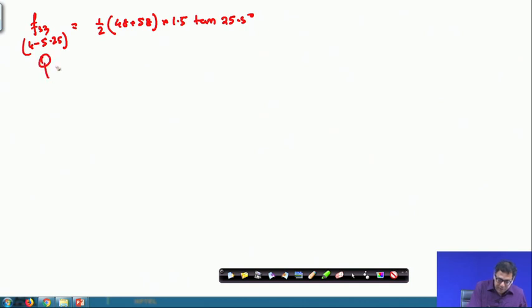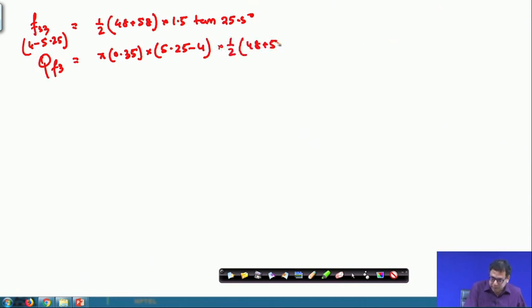So, now if I calculate QF3, that is pi d, L is here 5.25 minus 4, into this value, so into half of 48 plus 58, into 1.5 into tan 25.5 degree. So, that is 57 kilonewton.